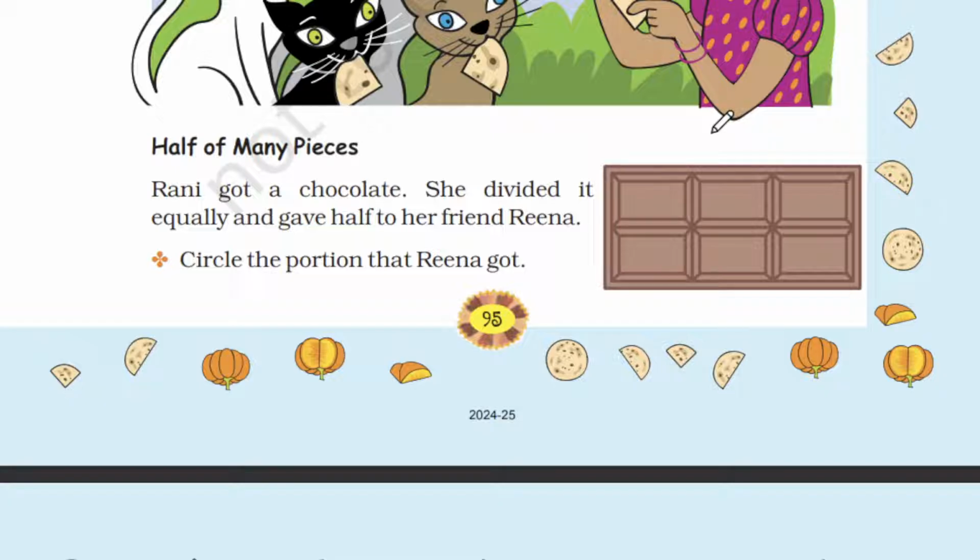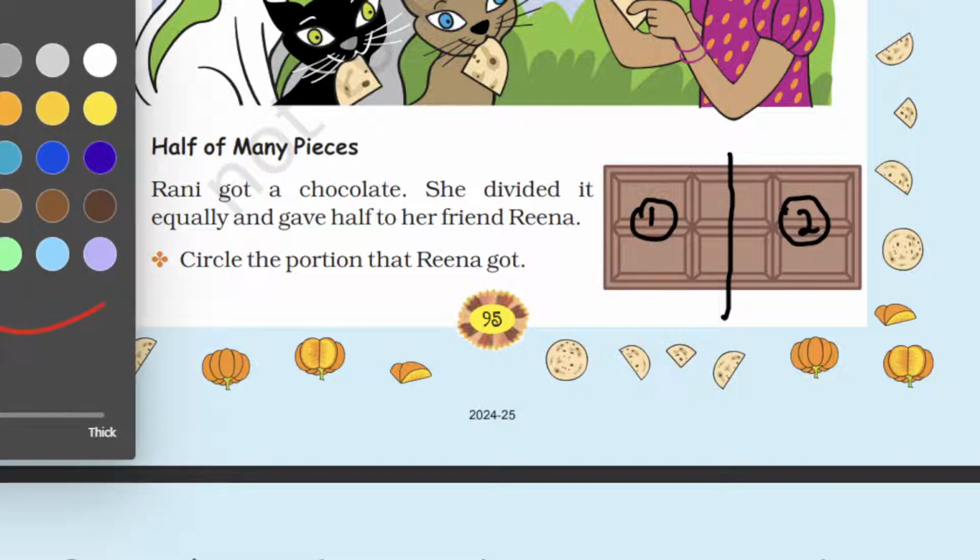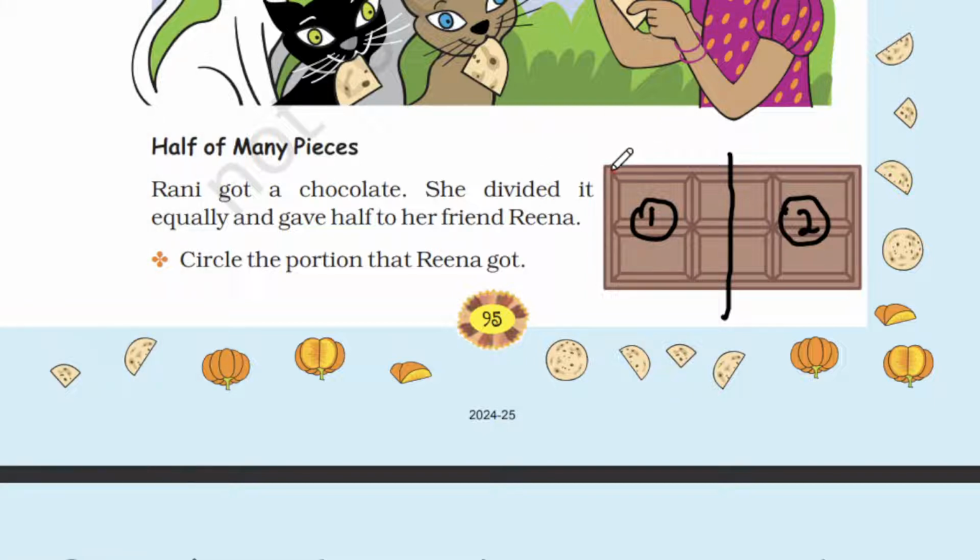Students, if you have a scale, you can go ahead and do it. I'm doing it with an online pencil. So dividing is very difficult, but I am going to try it. Okay, so this is the equal portion. This one is the first half and this one is the second half. Okay, this is two equal portions. All right, circle the portion that Reena gets. So you can circle this portion. Let me change the color. I'm going to circle this portion. This is the portion that Reena gets.